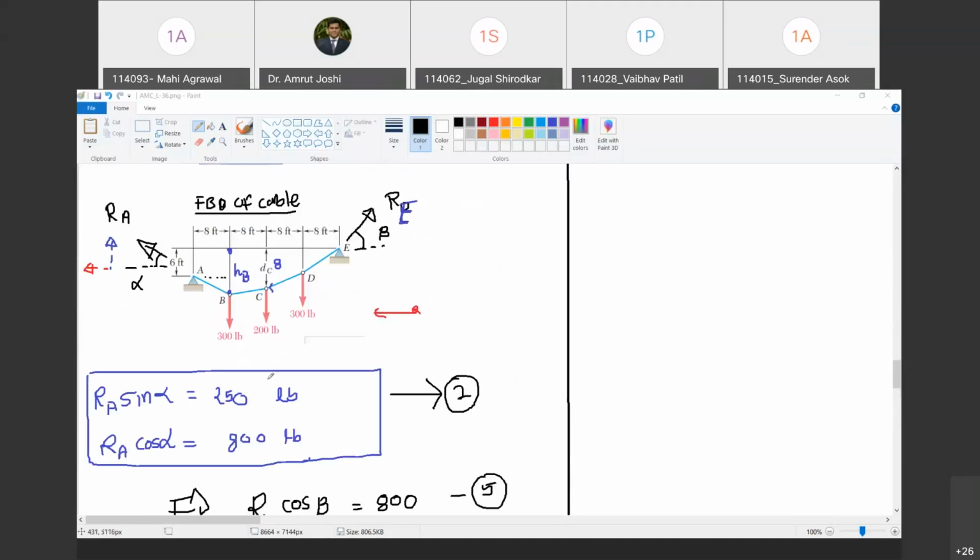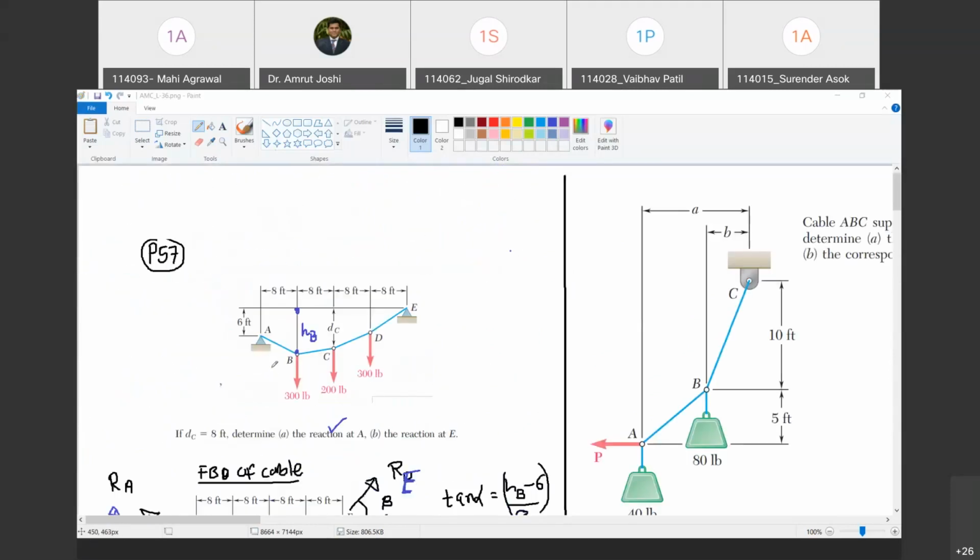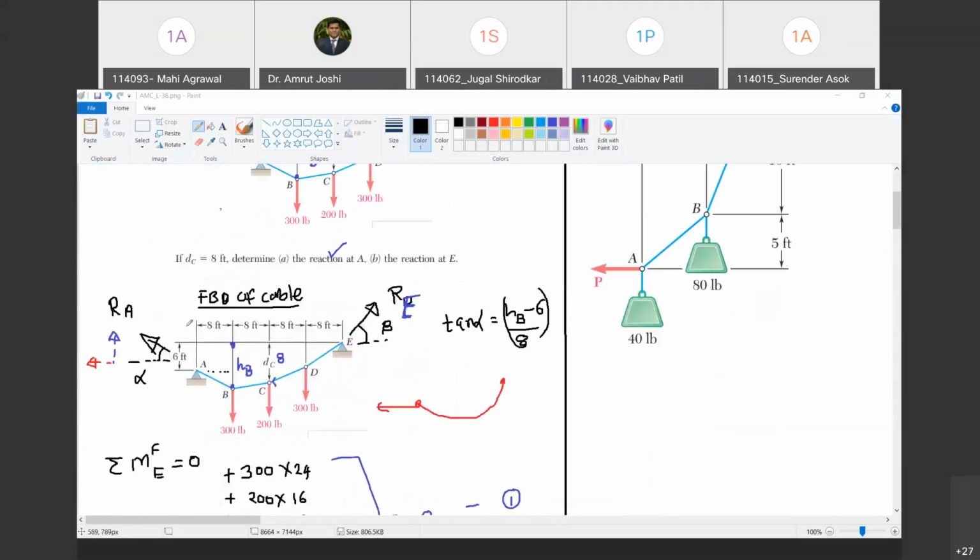So this is the answer. Now we have completed the solution of this problem. So what is the methodology? I will once again highlight the methodology. Whether the supports are at the same level or at different levels, we are going to follow the same methodology. And what is that methodology? First, draw the free body diagram of the entire cable. Are you with me? Yes, sir.